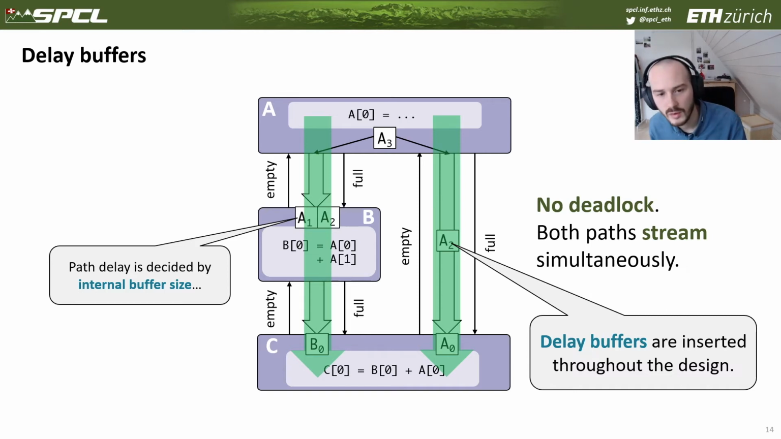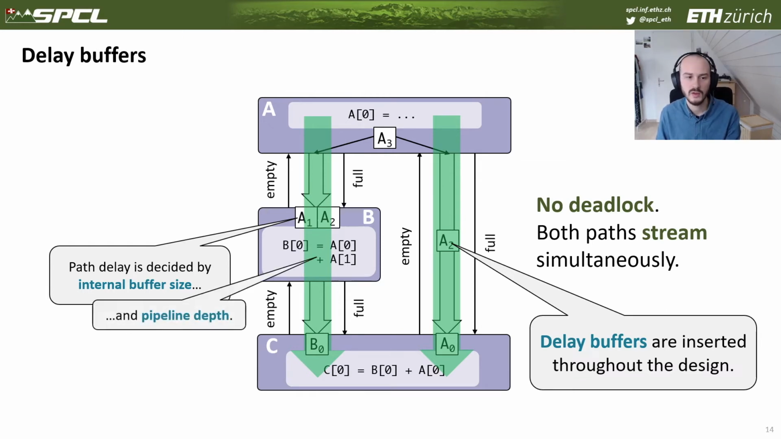Decided by the internal buffer size within the stencils on the path, so how many values B in this case needs to buffer before it can start actually streaming computations, and the computations themselves, so the depth of the pipeline within B, so the operations it needs to perform, which will also delay the signal until it can actually output a value that is ready to be used by C.